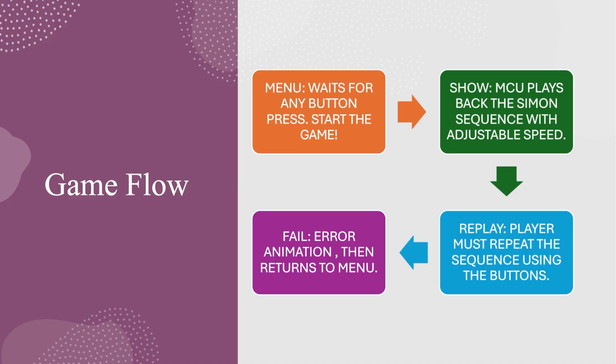If the player gets the sequence wrong, the game enters the fail state, and an error animation plays. Once that completes, it returns to the menu so the player can try again. So the main loop is menu to show to replay, and then either pass and back to show for the next level, or fail and back to the menu to restart.